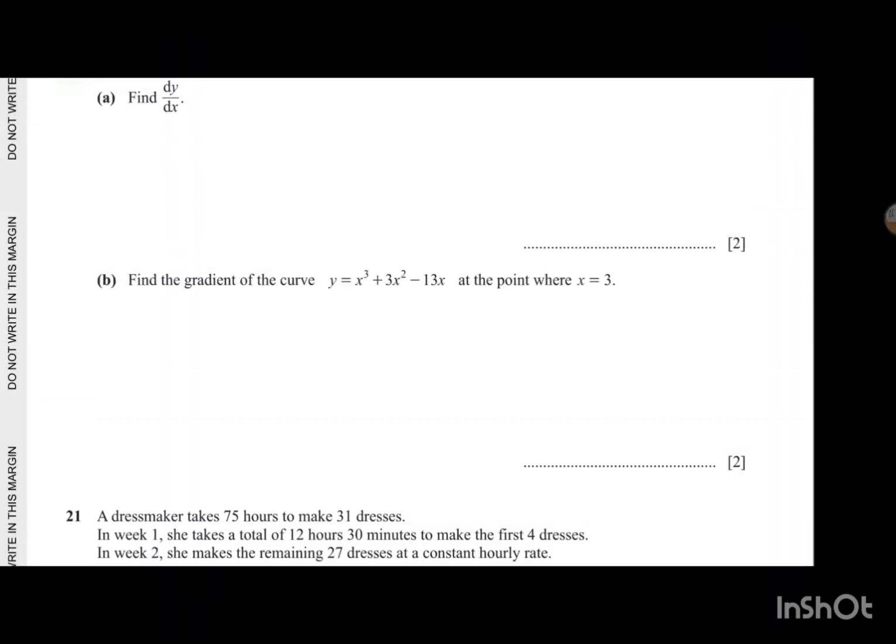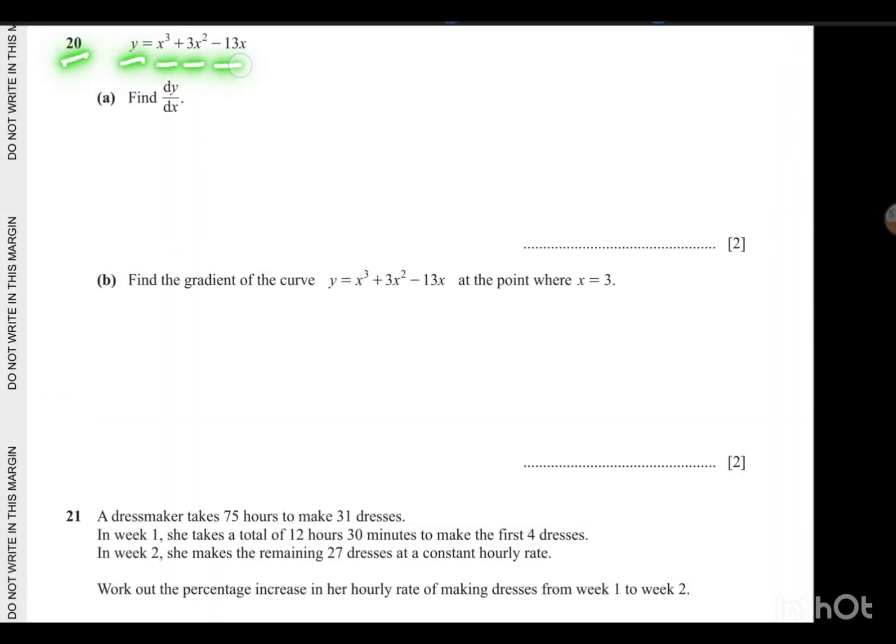Question 20. Y is equal to x cube plus 3x square minus 13x. Find the value of dy by dx. So dy by dx will be, take the power of the first term, 3 into x raised to 3 minus 1, plus power of the next term, which is 2 into the coefficient into x raised to 2 minus 1. You can write this as into itself. Then next is the power of the third term, 1 into 13 into x raised to 1 minus 1.